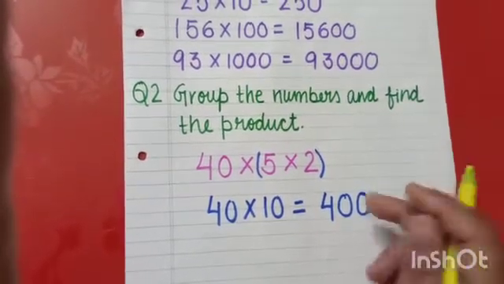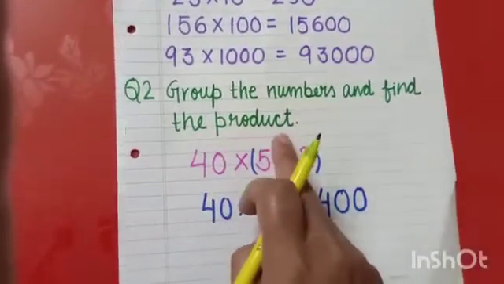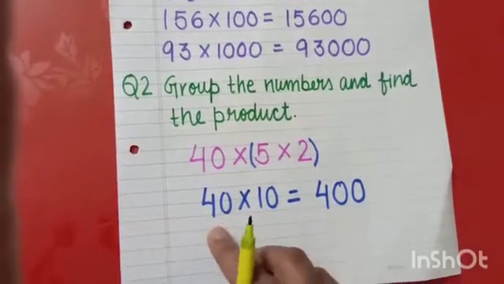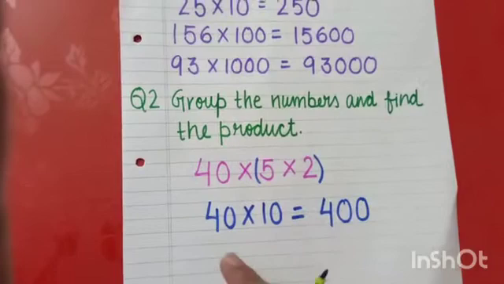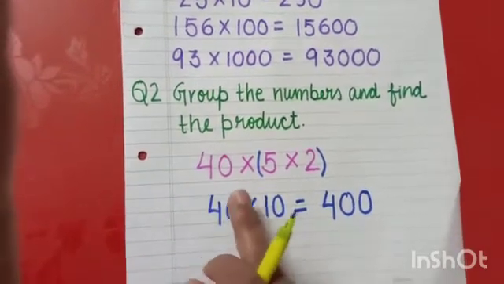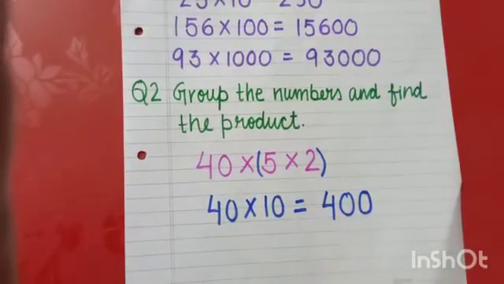So when we group the numbers and find the product, our answer will become easy to find if the multiplication is given with more than two numbers.